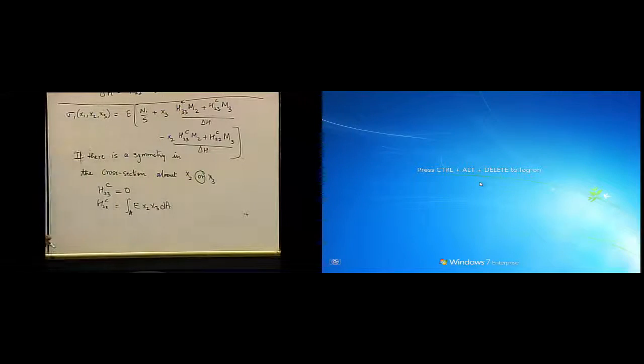If we have a symmetry about x2 or x3, it's important, H23C will become 0. Why? Because H23C was basically integration over the area of E x2 x3 dA. So the power of x2 and x3 is 1. If any of them becomes an odd function, the integration goes to 0. I'm assuming you know what is an odd function. It is essentially something like this.